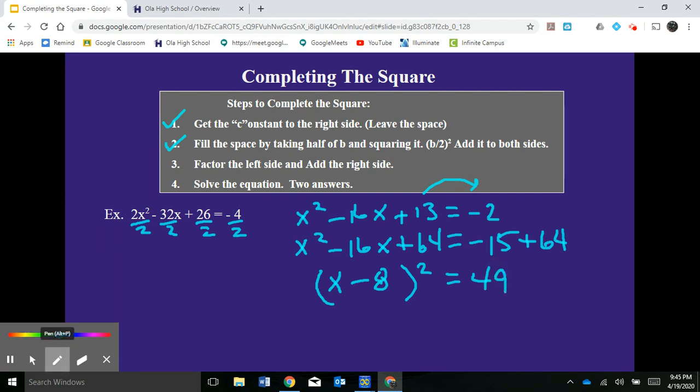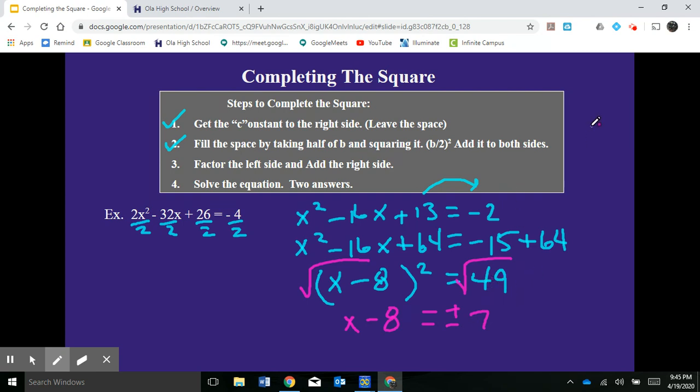Now we're right back to solving the equation. This is a square root problem. So I'm going to take the square root to both sides. This is going to be x minus 8. The whole point to take the square root of both sides is to get rid of that squared. Square root of 49 is plus or minus 7. A lot of times these will come out to be nice and pretty. The next problem it won't, and I'll show you what to do.